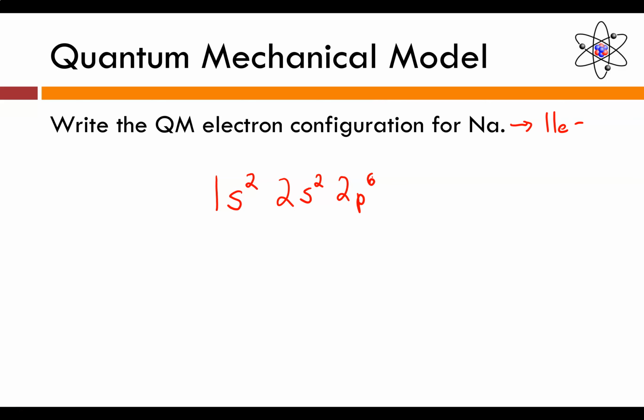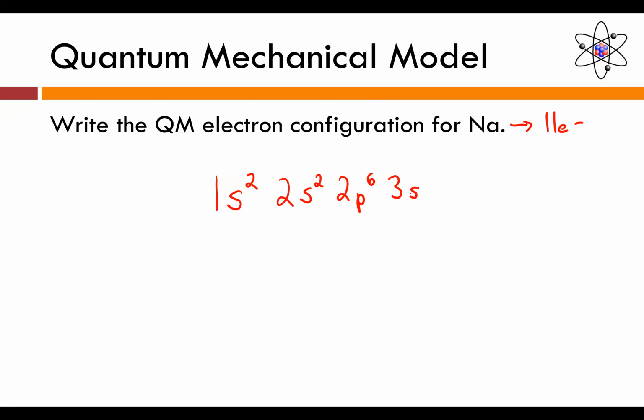It's good to go through and just check in and make sure that you're not overdoing it with electrons. I've got 2 plus 6. All right, that gives me 10. Where does my last electron have to go? What energy level and sublevel? We would predict to see it in the 3s.